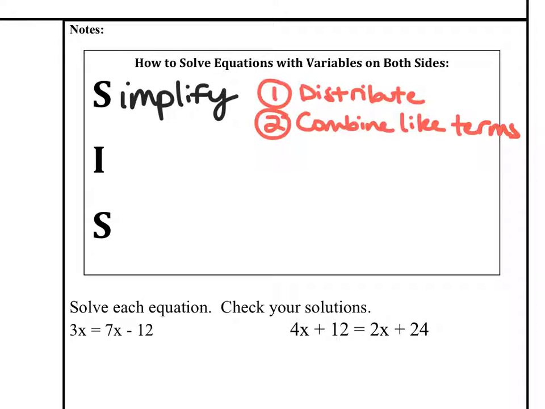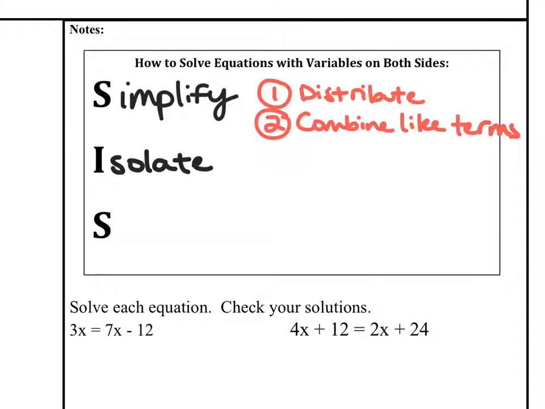Always, always, always, the distribution comes first, and then combine like terms. We did this last week. We did it 2 weeks ago. That shouldn't be new. Then we are going to isolate. That's the part that's new.